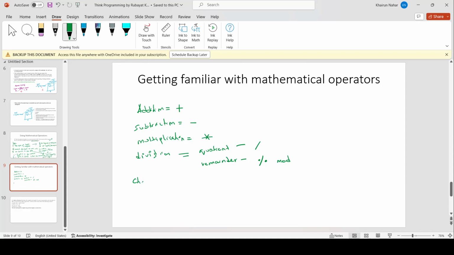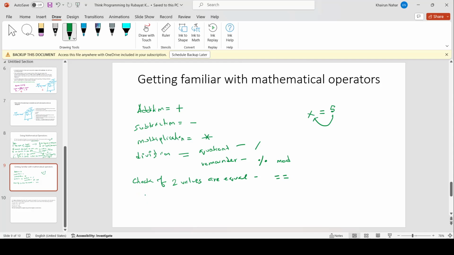To check if two values are equal, we use the double equal sign. If you remember from the first video, single equal sign in programming means assignment, or storing the right-hand side value to the left-hand side variable. If you remember this, so x equals 5 means storing the number 5 inside the variable x. And double equal sign means checking if two values are equal.